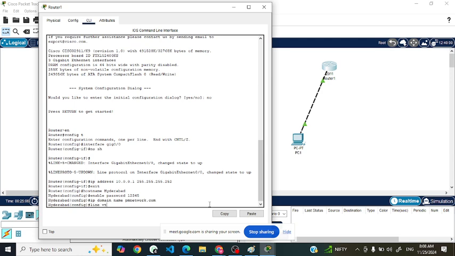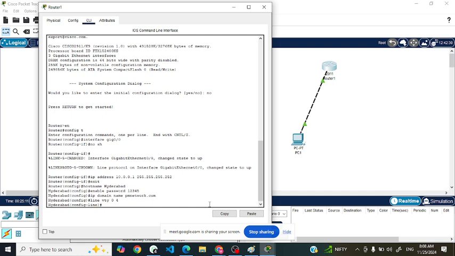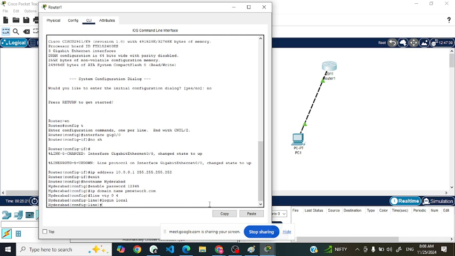Line vty 0 4. Login local. Okay. Next one, username. Transport input SSH. We are giving only telnet here. Transport input telnet.